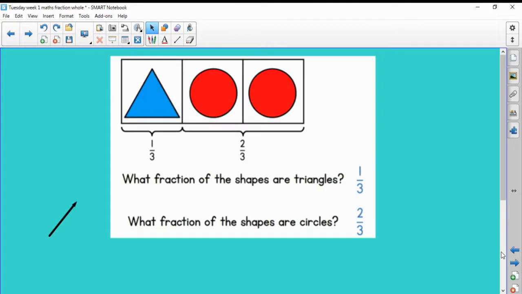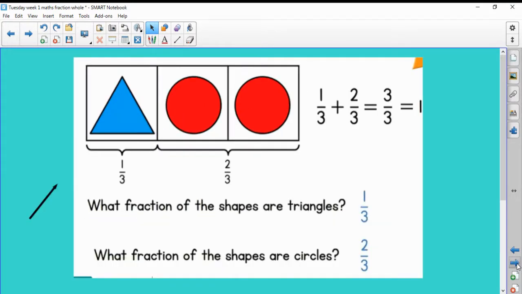Here we have 3 shapes. Each shape is equal to 1/3. The fraction of the shapes that are triangles is 1/3. The fraction of the shapes that are circles is 2/3. 1/3 add 2/3 equals 3/3, which makes a whole.